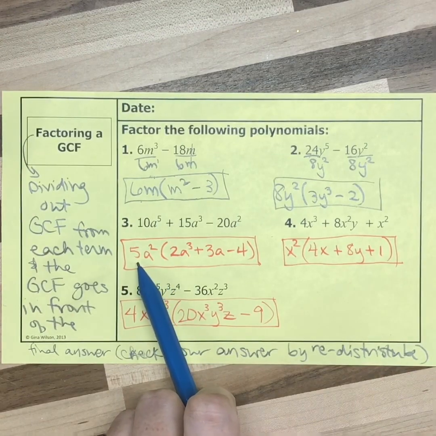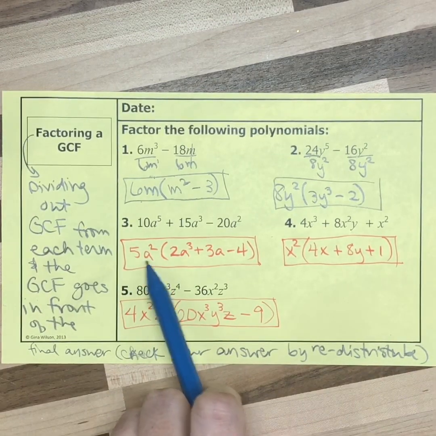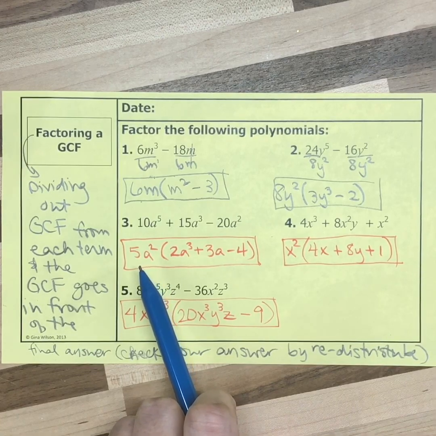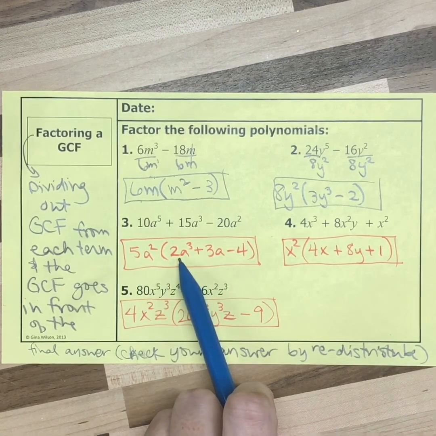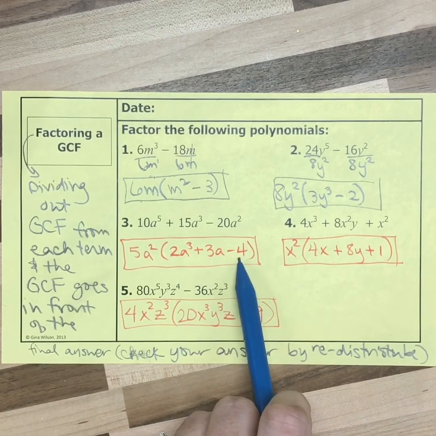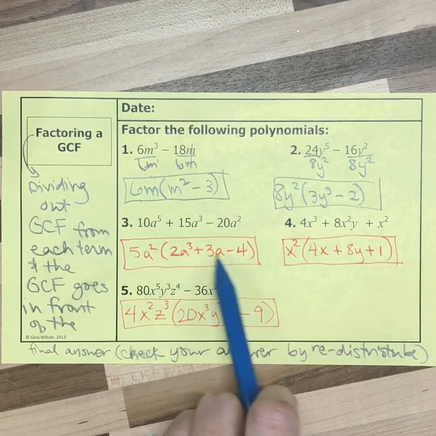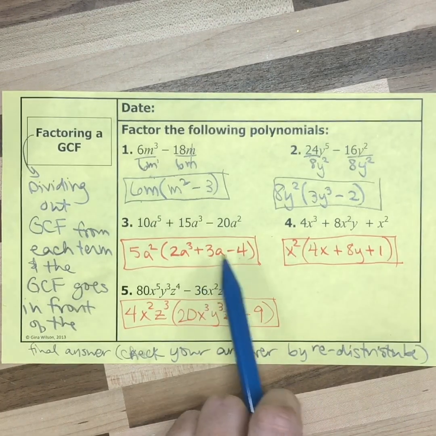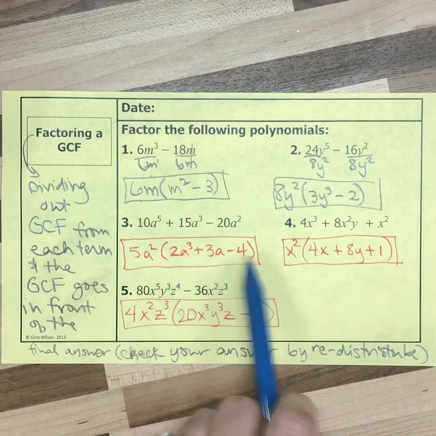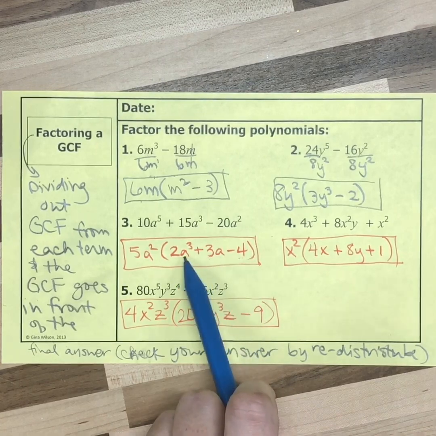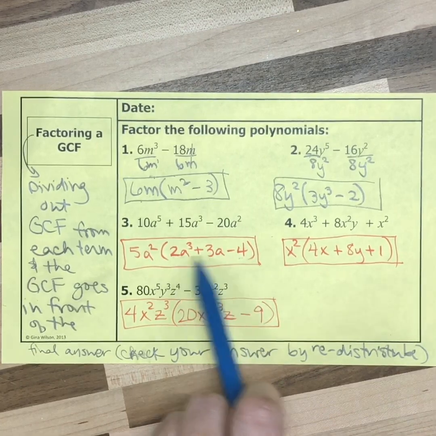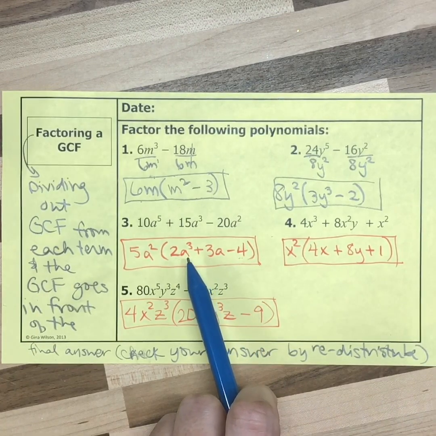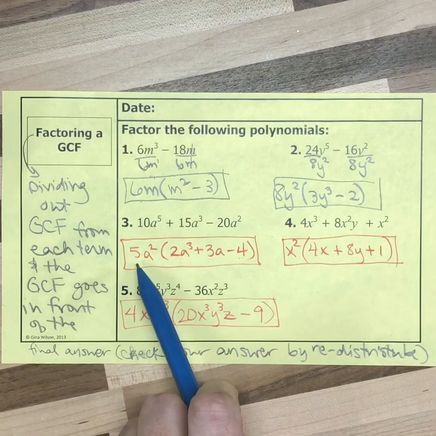In order to verify that you have the GCF and not just any common factor, we always have to make sure it's the greatest common factor. The terms that are left inside the parentheses are prime with respect to each other. In other words, like for example, the coefficients 2, 3, and negative 4 only have 1 in common. And notice not all three terms have an a left. So that's one way you can verify that you have the greatest common factor, which in number 3 is 5a squared.